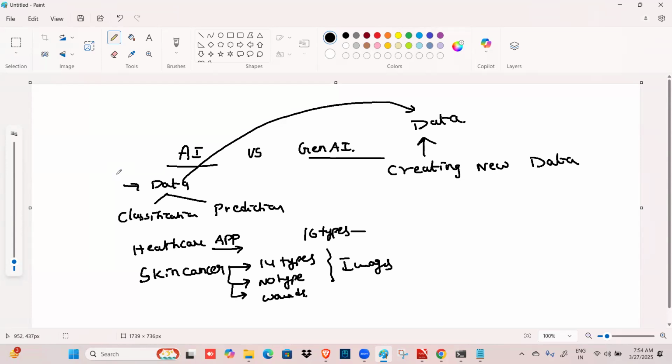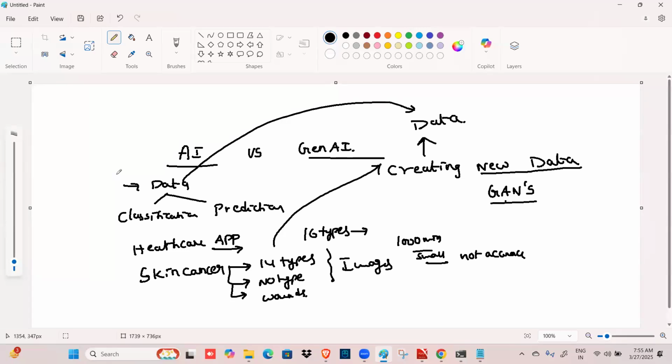So for these 16 types, we require a minimum of 1,000 images for each type to build a small application, but the results are not accurate. So what we are going to do is use the same data with generative AI, where we are going to create new data with the help of GANs, generative adversarial networks.